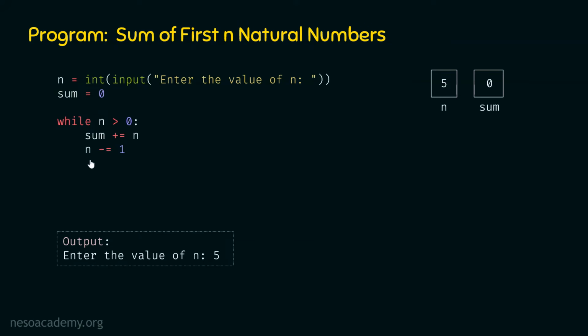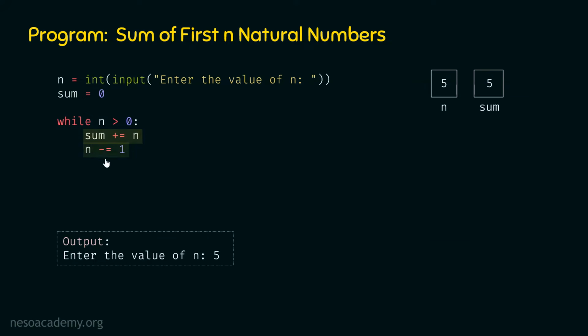Now with the help of this while loop, we can easily calculate the sum of first n natural numbers. Here we first need to check this condition. Is n greater than 0? N is 5 and 5 is greater than 0. Therefore this condition is satisfied. We will get true here. Hence we will go inside this while loop and add n to sum. Sum is 0. 0 plus 5 is 5. Therefore sum is updated to 5.